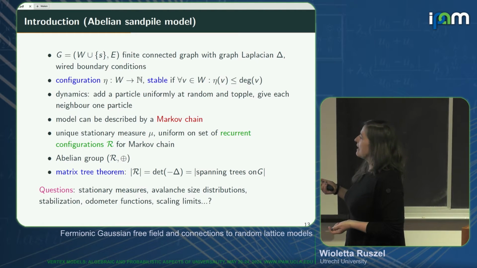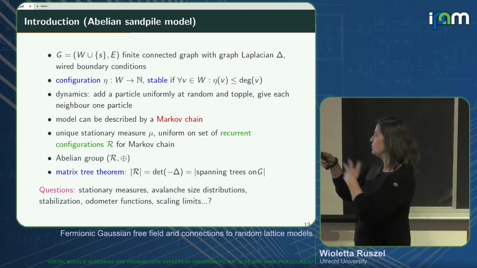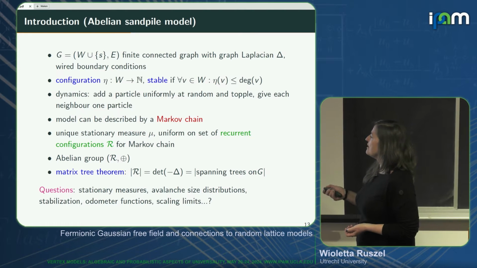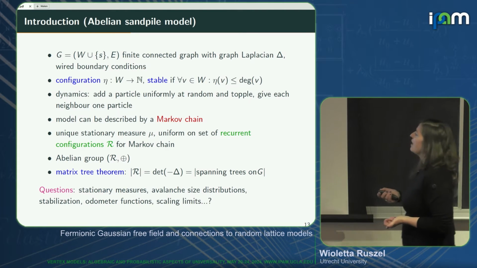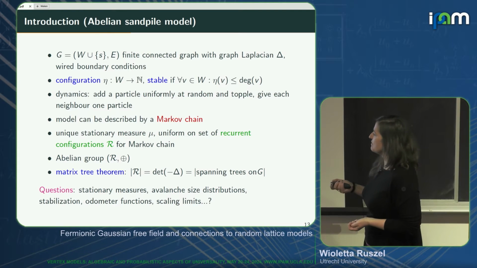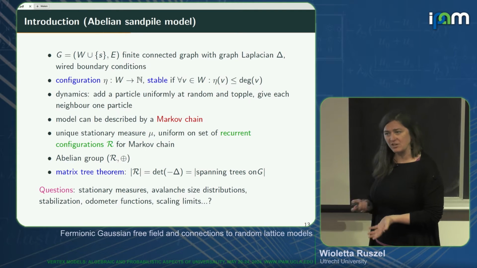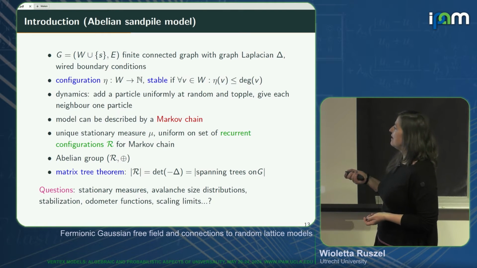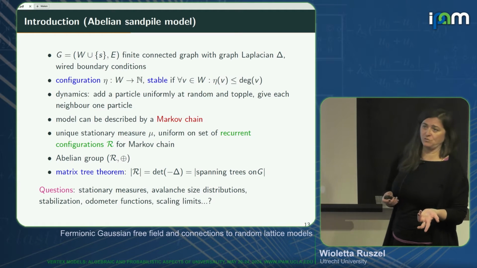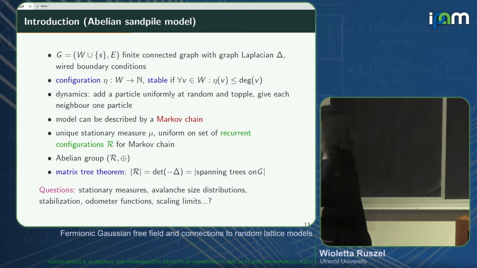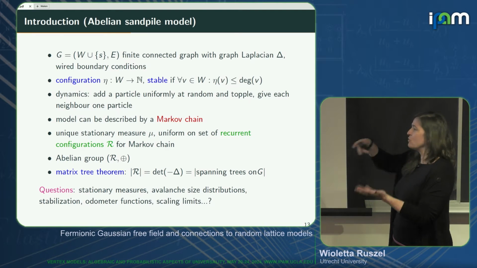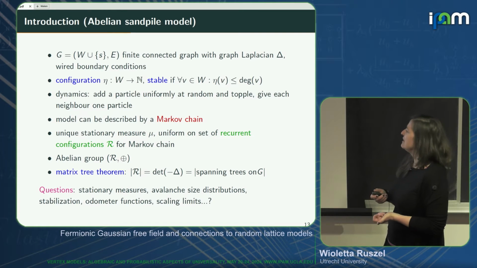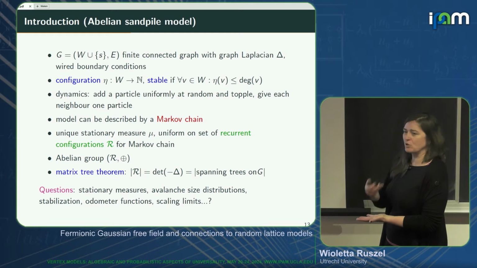The dynamics is adding a particle uniformly at random, and then you do the toppling until you reach a stable state again. So this whole model you can describe in terms of a Markov chain on a finite state space, which is very nice because then you can also determine what the unique stationary measure will be. So let's call it mu, which will be the uniform measure on the set of recurrent configurations for the Markov chain. Okay. And this is very nice. So if we want to study, for example, avalanche sizes and so on, we are putting ourselves at stationarity and counting the corresponding number of recurrent configurations.